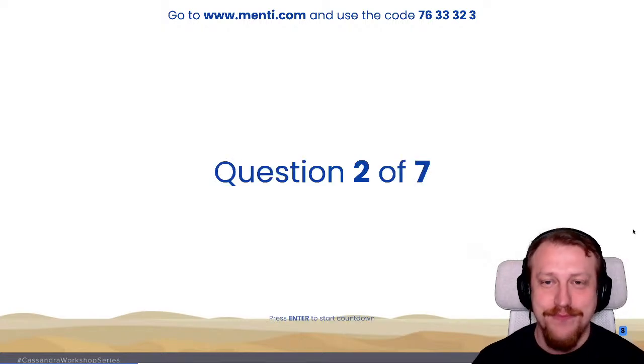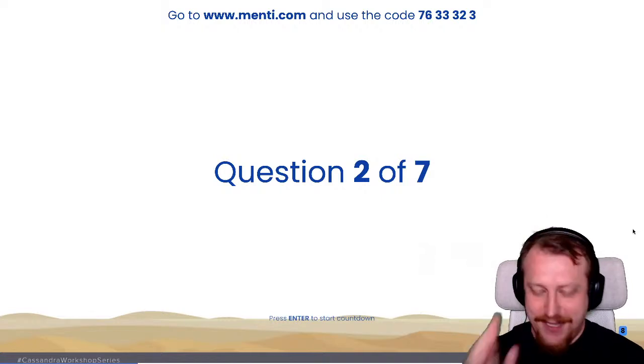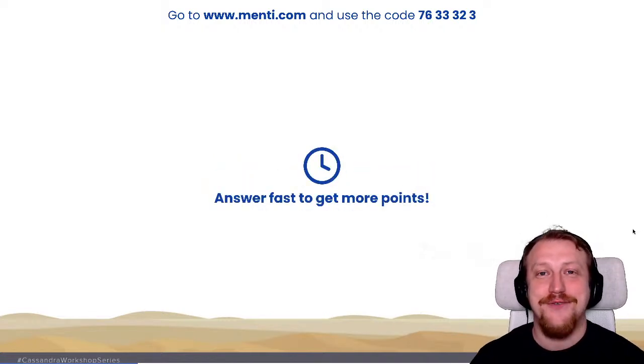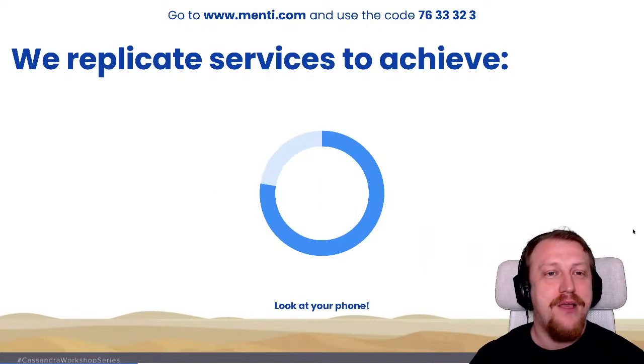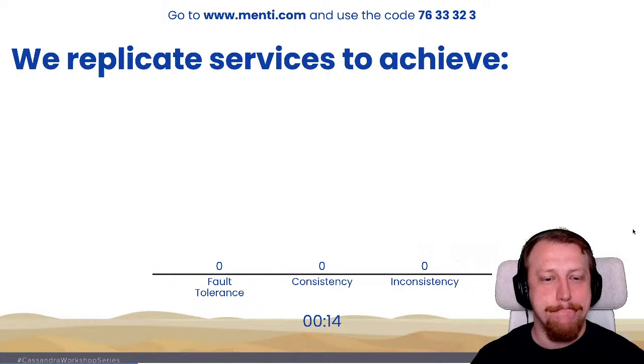Question number 2. I hope you're ready and warming your hands right now. So let's go. Answer fast to get more points. We replicate services to achieve fault tolerance, consistency, inconsistency.